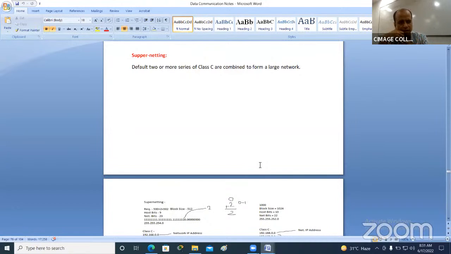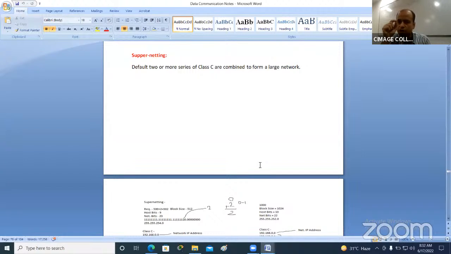In case of class A, we can connect 16,777,214 hosts in a network. In class A, it is enough. In class B, we can connect 65,534 hosts in a network. It is also enough. But in class C, we can connect a maximum of 254 nodes in a network.